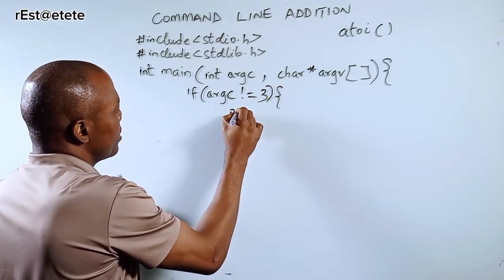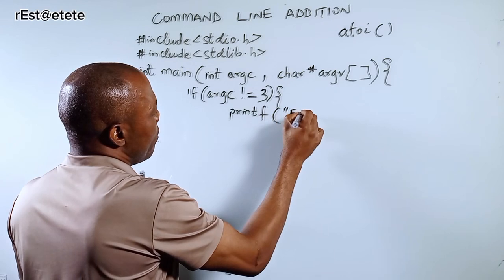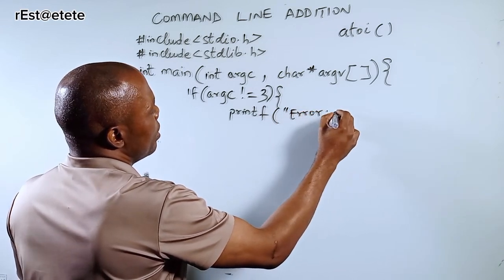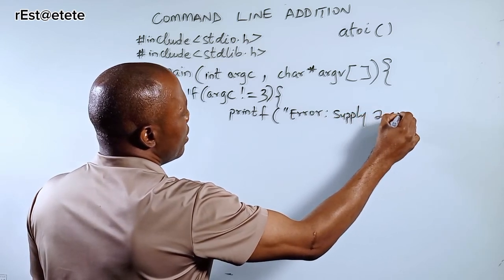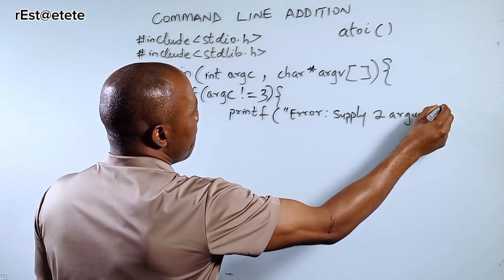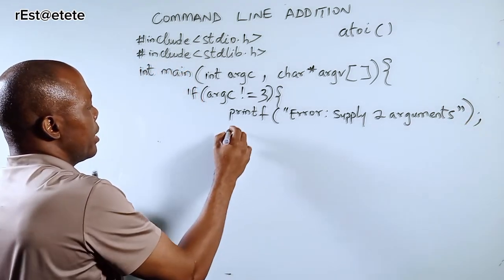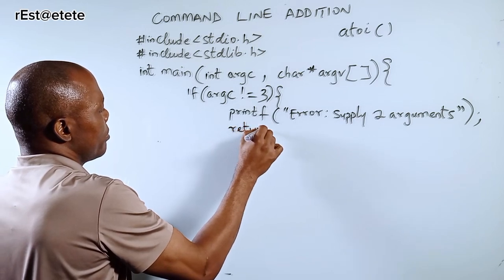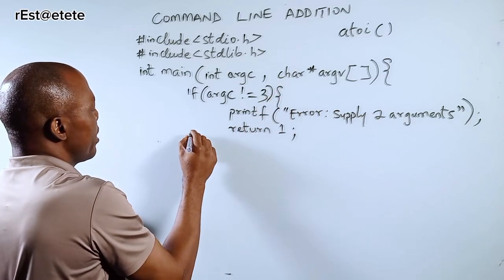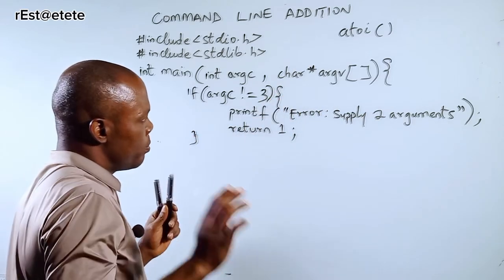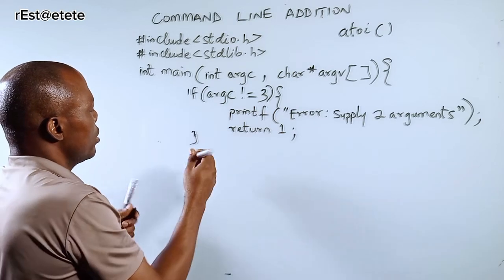Then printf error, supply two arguments. Right? Then return 1 because it is an error. Then close my if. But if you supply two parameters plus the program name making 3, it means it's not going to enter this. So it will come here.